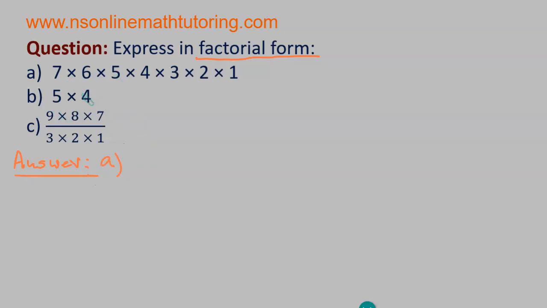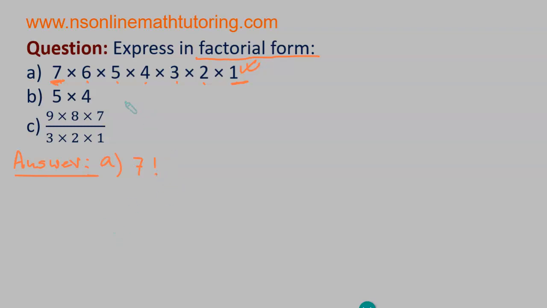Subpart A. Now we are seeing it is starting with 7, then 7 minus 1, 7 minus 2, 7 minus 3 is 4, 7 minus 4 is 3, 7 minus 5 is 2, and 7 minus 6 we come to 1. This is the last number. First number is 7 and the last number is 1, and it is going on decreasing in steps of 1. So, it is 7 factorial.